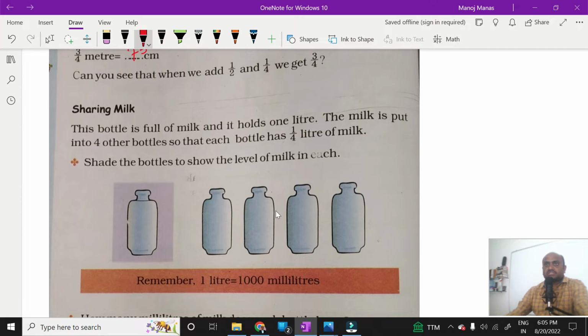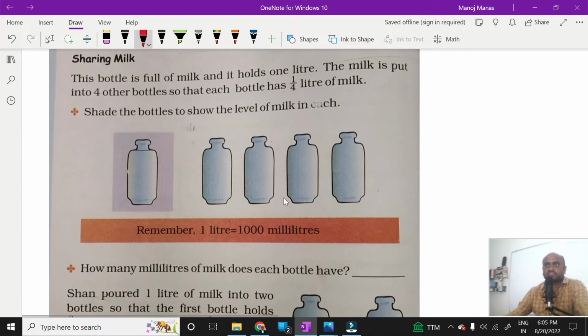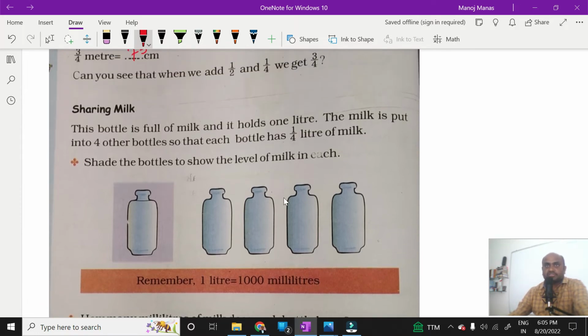Sharing milk is the task now for us. The bottle is full of milk and it holds 1 liter. The milk is put into 4 other bottles so that each bottle has 1 by 4th liter of milk. Shade the bottles to show the level of milk in each.